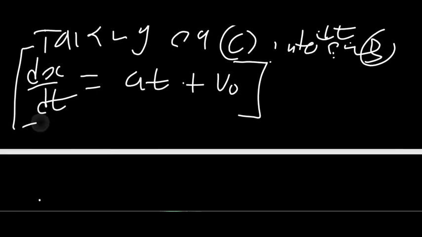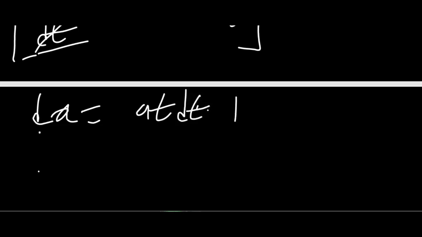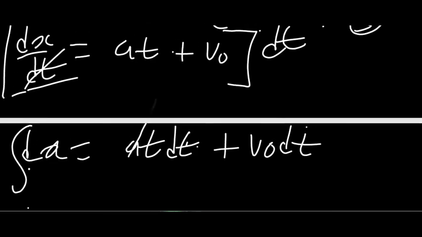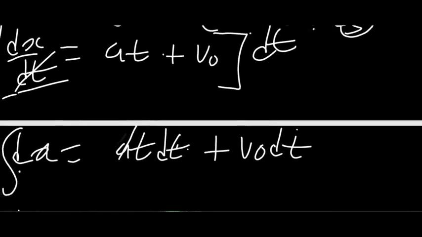Okay, so from this equation, let's multiply this by the inverse of t, which is actually dt. So this is actually dt. If we do this, this will cancel with that, but then here, what are we going to get? I'm going to get dx being equal to A t dt plus v naught dt. Then from here, you can integrate these guys.